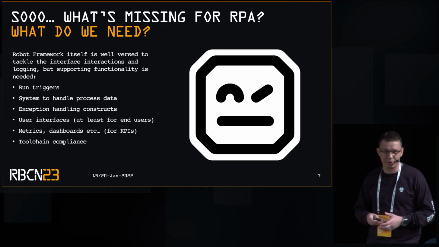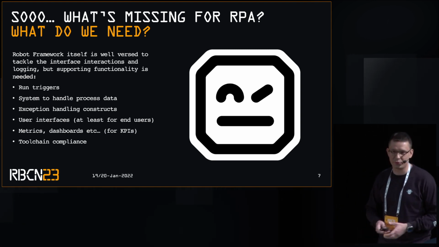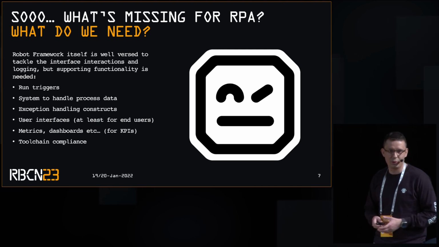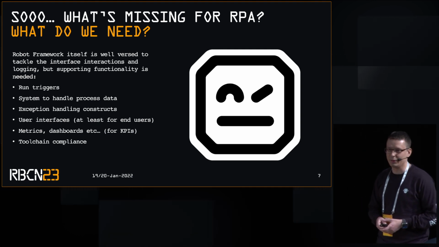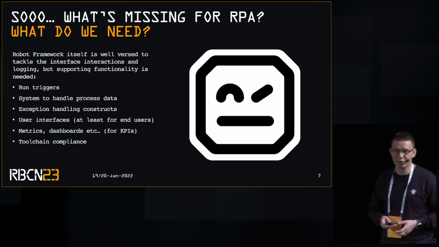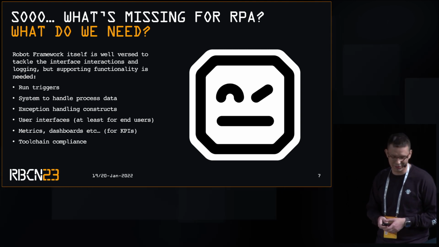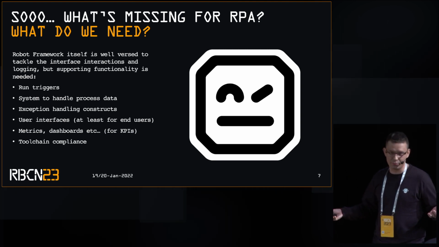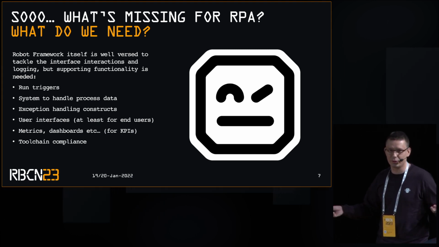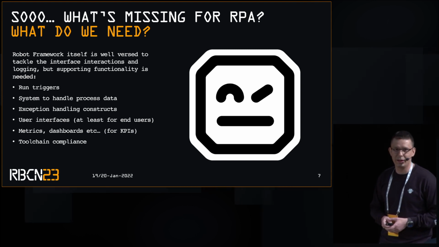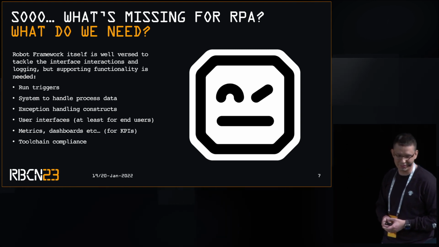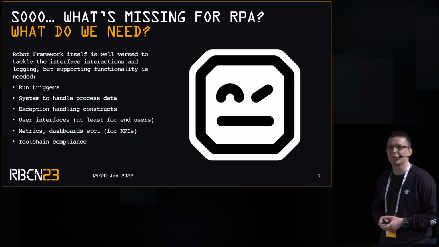So what's missing for RPA? What do we need on top of Robot Framework to be able to handle these kinds of broad RPA cases? Well, you might need run triggers, and you might need some system to handle the data you are having in the processes. You need exception handling constructs. That's usually not done in test automation as far as I know. You need some user interfaces for the end users to be able to use the automation. Also some dashboards maybe for the metrics. And the big one, everyone's favorite, is the compliance and regulation stuff that might come up suddenly.